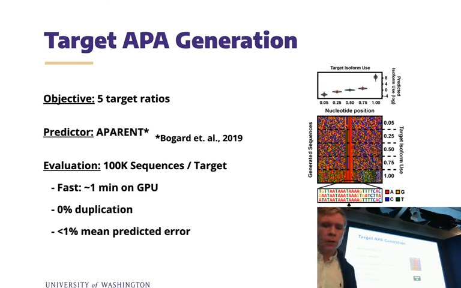And then the third thing we note is that for these 5 different generators, they learn to produce sequences that are predicted to be very close to the target isoform proportions.